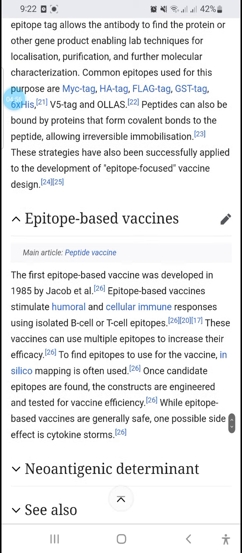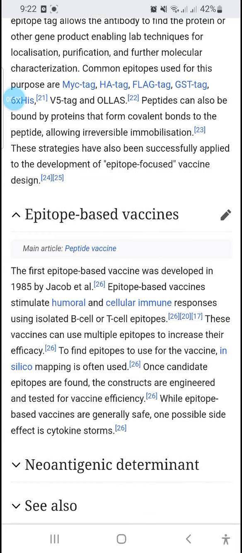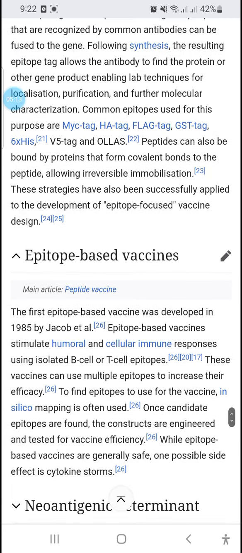Once candidate epitopes are found, constructs are engineered and tested for vaccine efficiency. While epitope based vaccines are generally safe, one possible side effect is cytokine storms. So it was all about epitope mapping and vaccines.